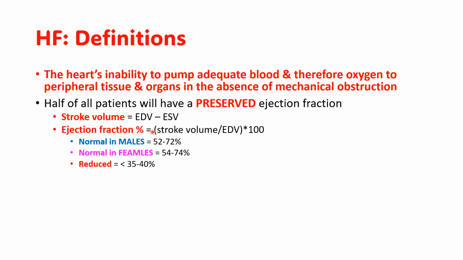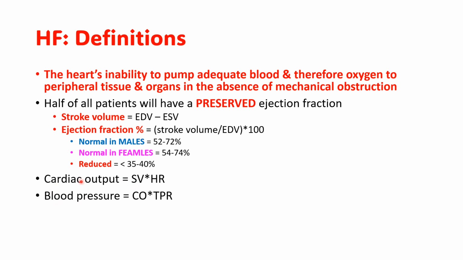You have within brackets the stroke volume, which we've just calculated, divided by that end diastolic volume, close the brackets, and then all times by 100 to get that percentage. Normal ejection fraction in males is 52 to 72%. In females, it's 54 to 74%. And then a reduced ejection fraction is less than 35 to 40%.